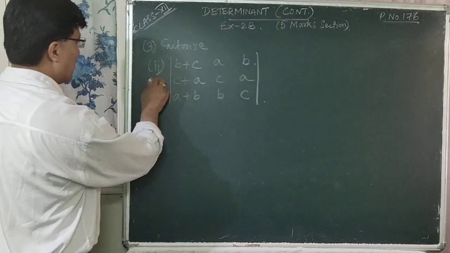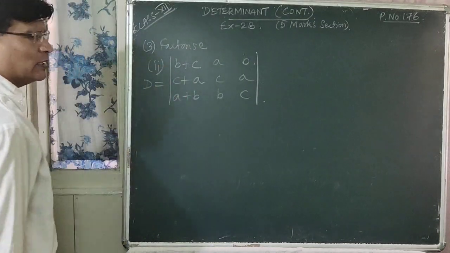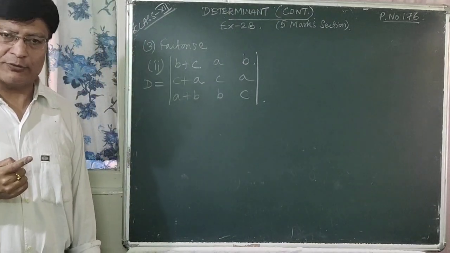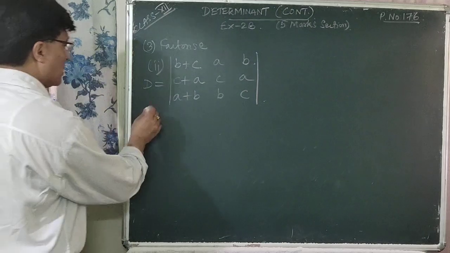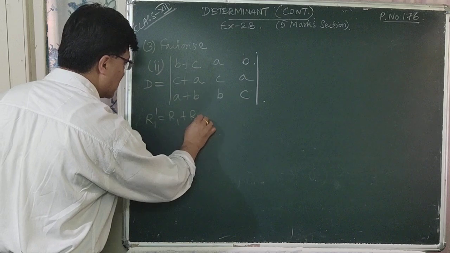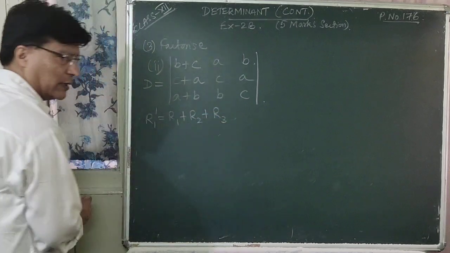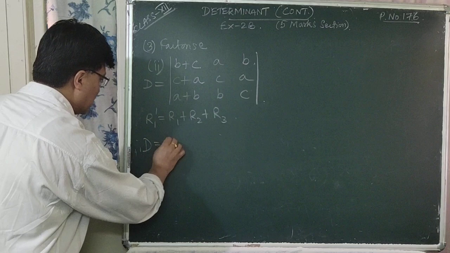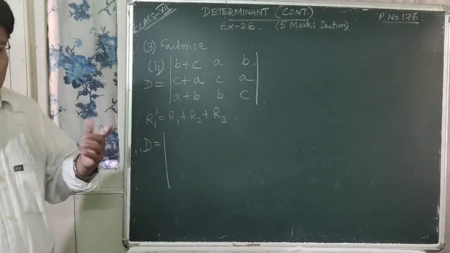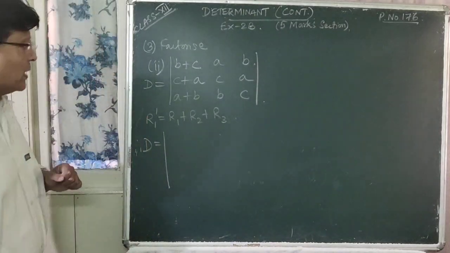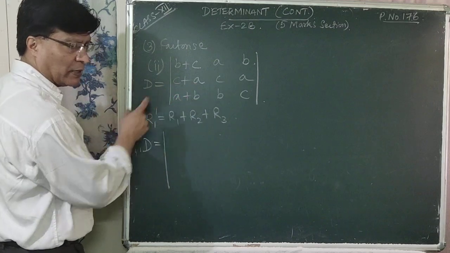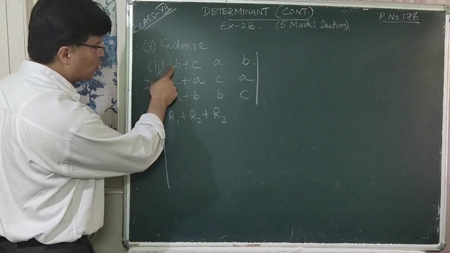So let us write it as D is equal to. Suppose this question is given determinant is equal to. D means given determinant, right? So let's use the property R1 dash is equal to R1 plus R2 plus R3, right? So therefore D is equal to, now let's simplify it using R1 plus R2 plus R3. That means first row is changing here, right? So it will be B plus C plus C plus A plus A plus B. If you add all these three, you will get 2A plus 2B plus 2C.